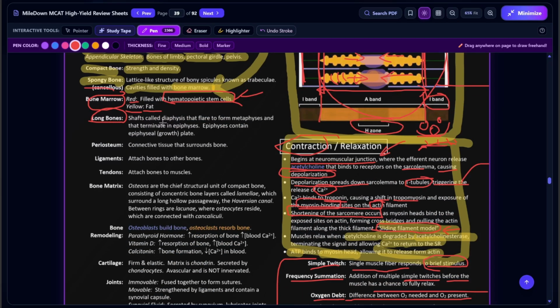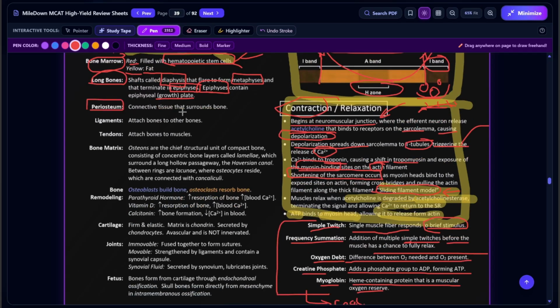Long bones have shafts called diaphyses that flare to form metaphyses and terminate in epiphyses. So epiphyses contain the epiphyseal growth plate. Periosteum is connective tissue that surrounds the bone. Ligaments attach bones to other bones. Tendons attach bones to muscles. And then bone matrix involves osteons, which are the structural unit of compact bone, consisting of concentric layers, lamellae, which surround the long hollow passageway, the Haversian canal, and between these rings are lacunae, where osteocytes reside, which are connected by canaliculi.